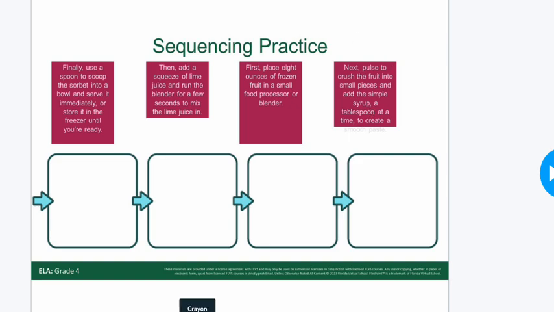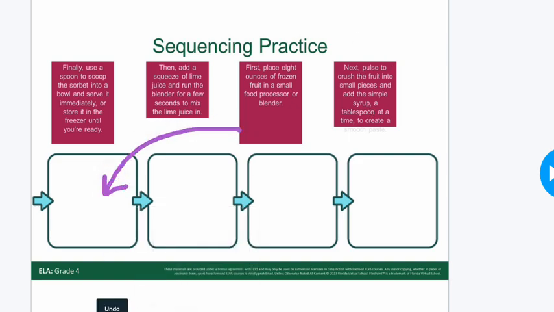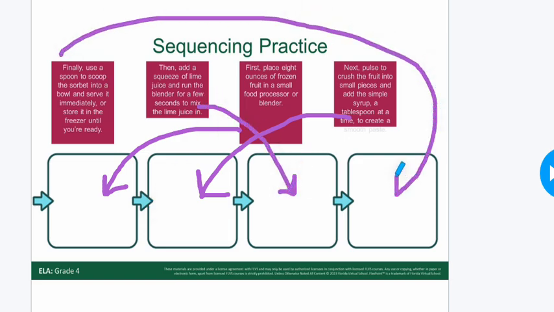Hopefully you know that the one that says first should go first. What goes after first? Next. Then. And the word finally tells us this is the last one. So when we put them in order, first, next, then, finally, we have a story that makes sense.